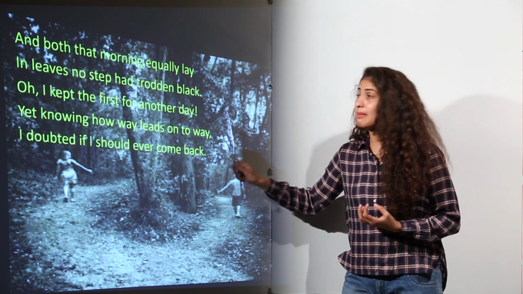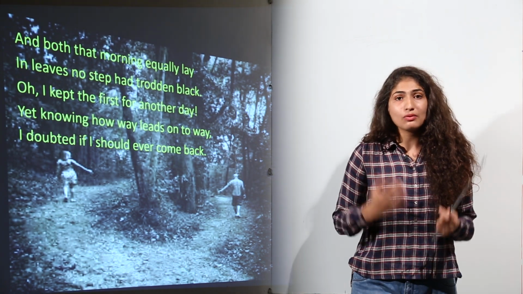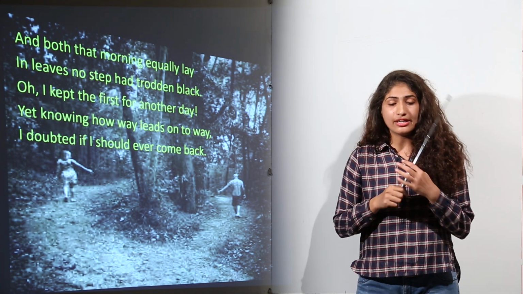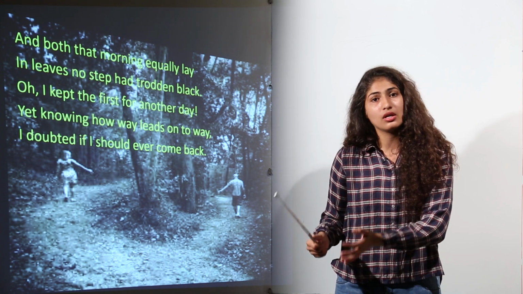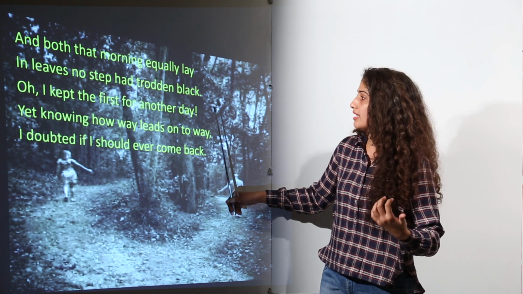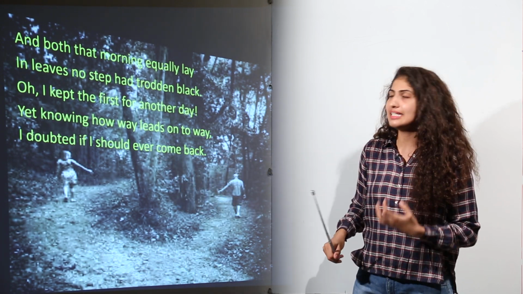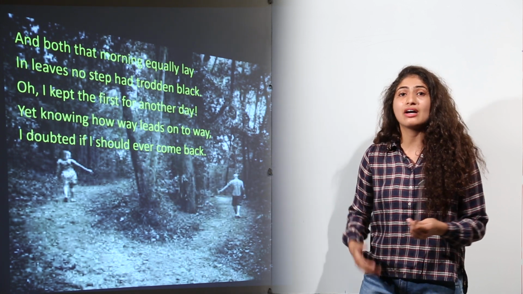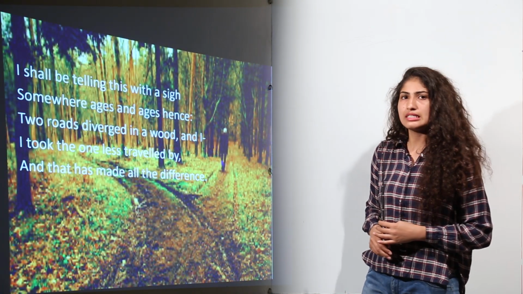Since he was thinking about this, a flash of something came in his mind. And what was that? That he has to stick to his decision. He realizes that I have already taken the decision. I have chosen the second road, and now I have to keep the first road for another day. He knew that one way leads to another way, but still he doubted. What he is doubting is whether he would ever come back or not. I hope this stanza is clear.